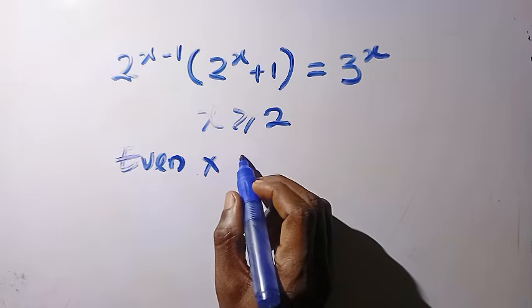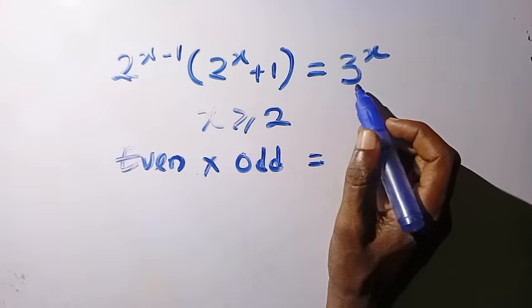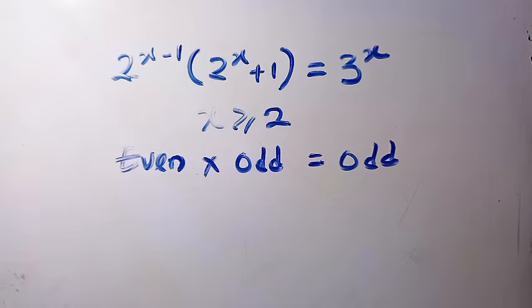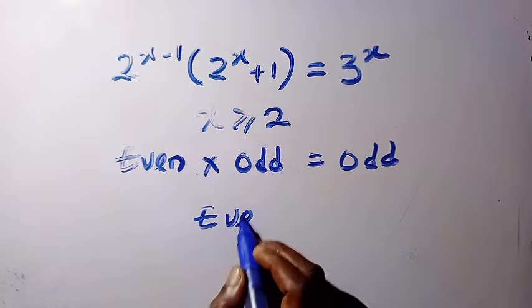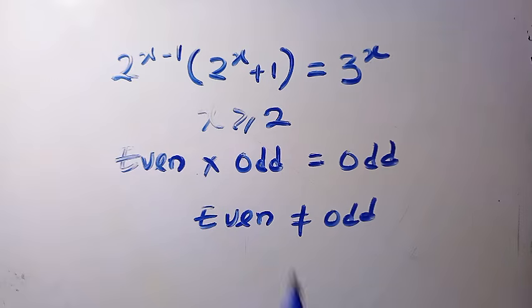So we have even multiplied by odd. And as for this as well, this always gives us odd. So this is odd. And if you multiply even by odd, this gives us even, and even is not equal to odd. So which means any value starting from 2 upward is not a solution to this problem.